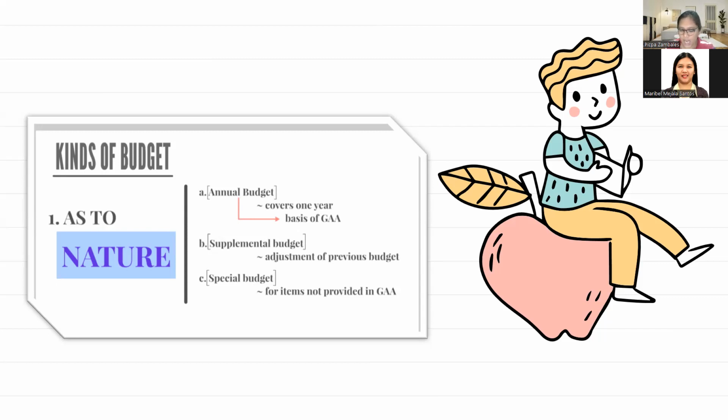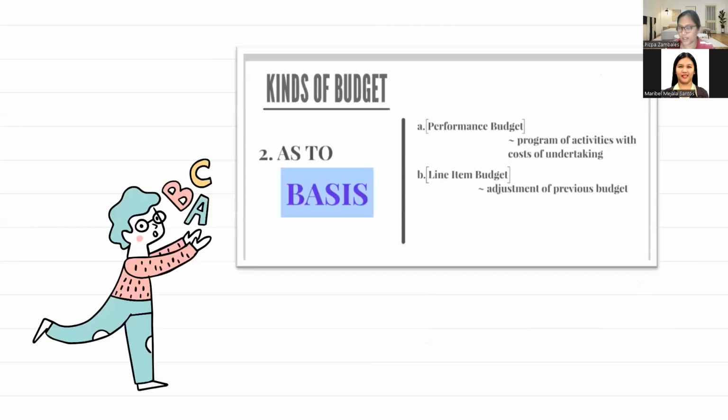Okay, next. As to basis, we have the performance budget and the line item budget. Performance budget, these are for programs, emphasizing the programs or services conducted and based on functions and activities and projects which focus attention upon the general character or nature of work to be done or upon the services to be rendered. For an instance, ano ba yung pina-perform mong services?